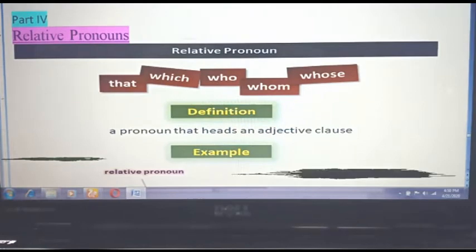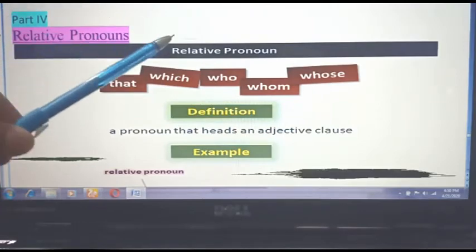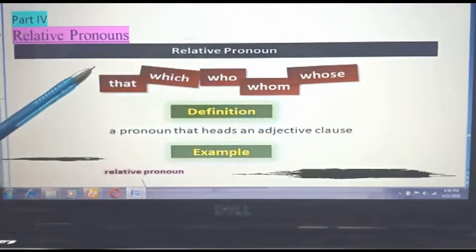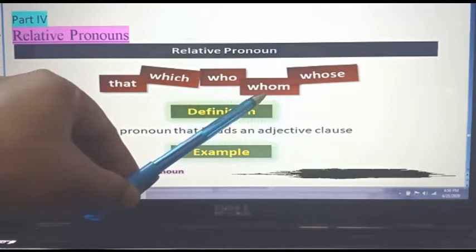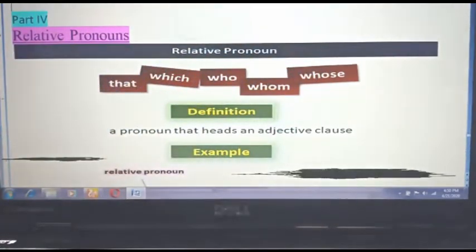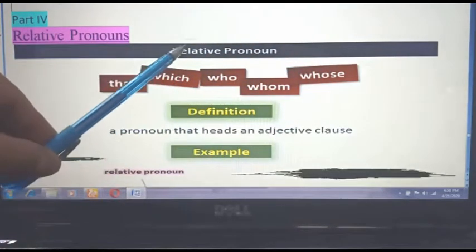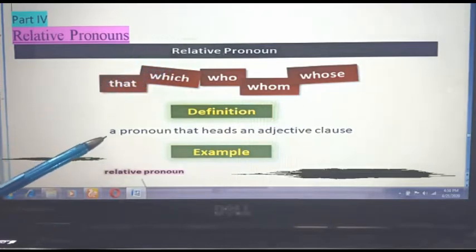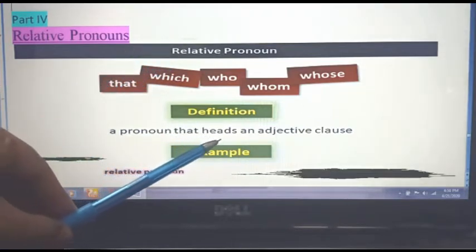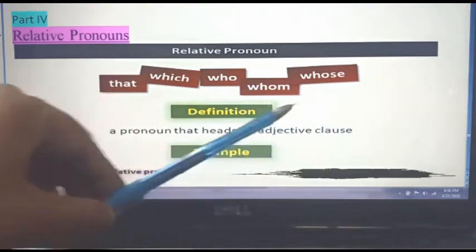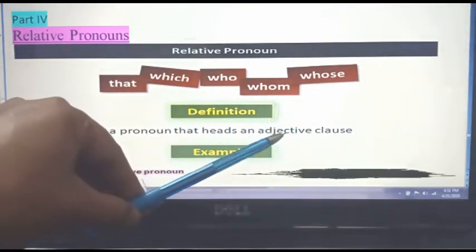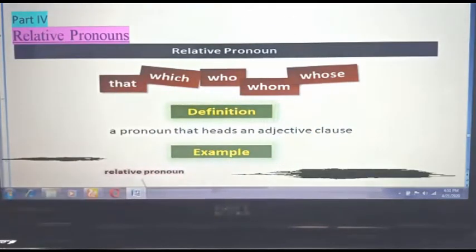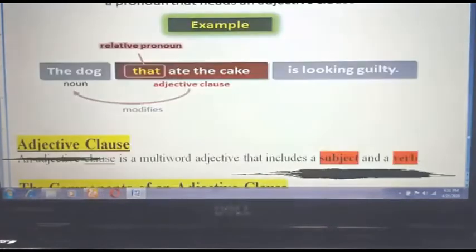Today I am going to teach you about relative pronouns. Relative pronouns are words like that, which, who, whom, whose. The definition of a relative pronoun is a pronoun that has an adjective clause. Let us learn with an example.